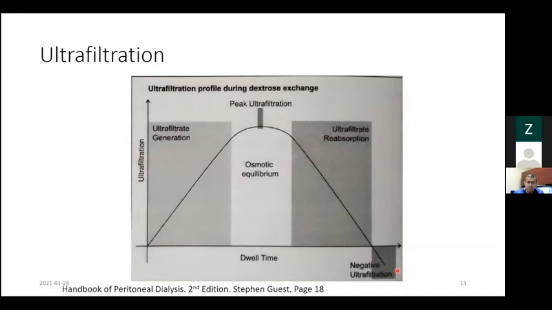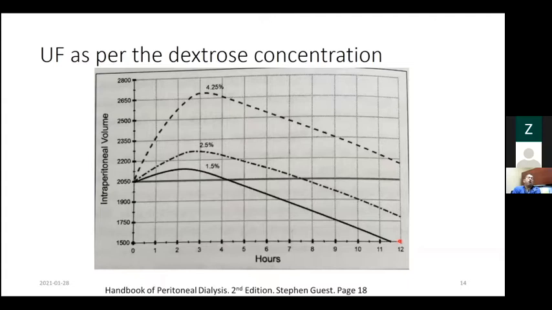Now, understanding how much ultrafiltration happens. Obviously, the ultrafiltration depends on the osmotic pull, right? The osmotic pull will depend on how much is the concentration. As you can see, on the x-axis is hours of the PD fluid inside. On the y-axis is the intraperitoneal volume. We put in 2 liters, and the 1.5% pulls out around, say, 100 to 150 ml. And then after 4 hours, you can see that it has started to absorb actually. So whatever ultrafiltration happens gets to zero here. In fact, the body starts absorbing that water, the 2 liters. That's why the intraperitoneal volume also starts getting less. So it's better that we understand that this 1.5% should have been drained by around 3 hours.